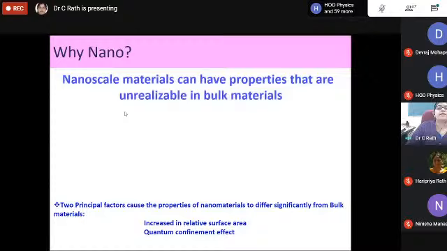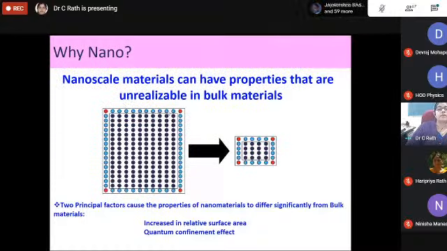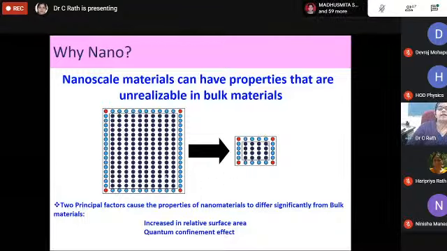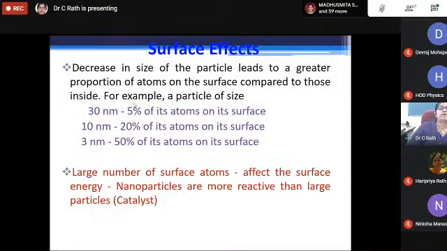Why is it so? Because of the surface to volume ratio, and one can see this here. A bulk material has a large number of atoms inside the bulk, and very few atoms on the surface. However, if you reduce the size, the number of atoms inside and outside is almost similar. That gives you a higher surface area, and you have a quantum size effect. For a typical 30 nanometer particle, 5% of atoms are on the surface. If it is 10 and 3 nanometer, almost 50% of atoms are on the surface. Why is that important? Because they are not completely saturated.